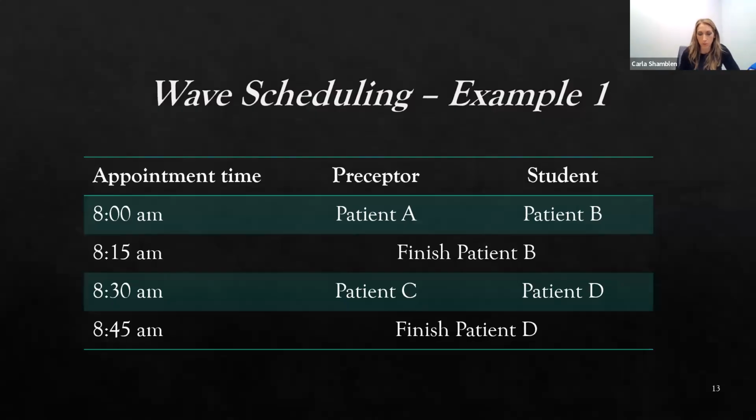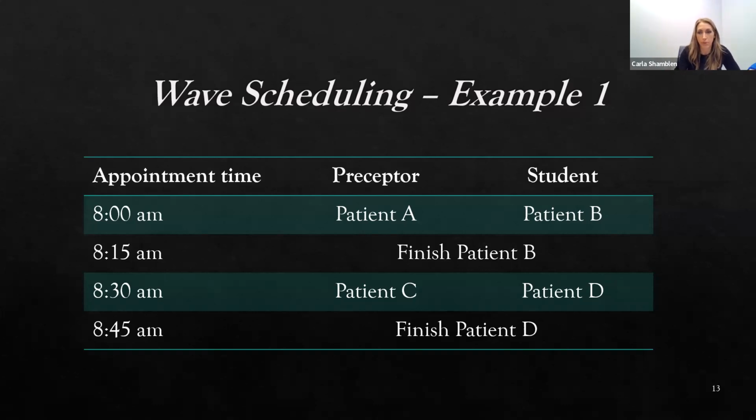So here's the first example of wave scheduling. If you're seeing patients every 15 minutes, you could double book that first appointment at 8 o'clock and have yourself see one patient while the student sees the other, or patient B. And then by 8:15, when you're already done with your first patient of the morning, you can go in and finish up patient B with the student. And then you do the same thing moving into the 8:30 and 8:45 time slots there. And so you still end up seeing 4 patients in an hour, but the student has had the ability to see 2 patients and you've overseen and supervised those visits as well.